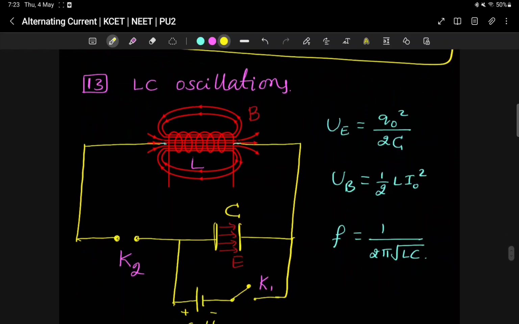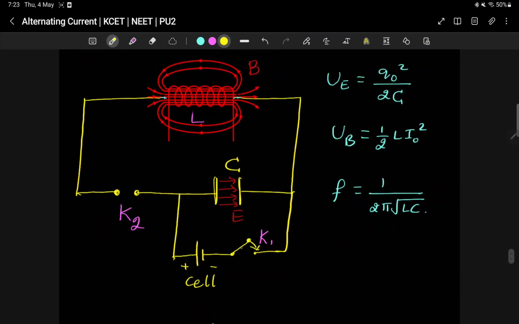Then we have LC oscillations. First, by using this key and this battery, we charge the capacitor. It will get charged, this side completely with positive charge, and this side will become negative charge. When you close this key, charge flows through this inductor, and energy is stored in it, and again the charges come back to the capacitor. This oscillation continues over a time period. So that we need to consider.